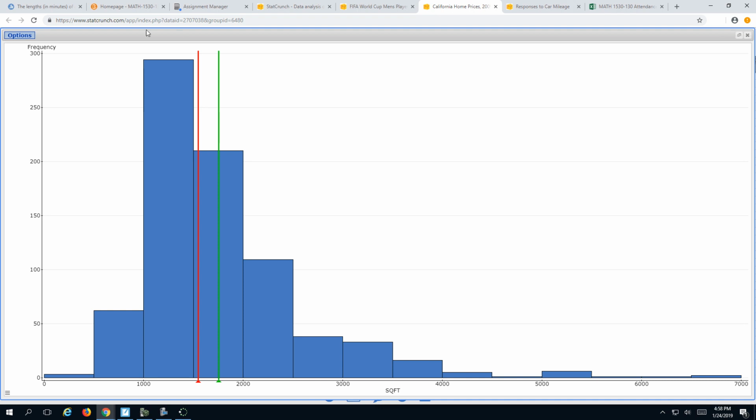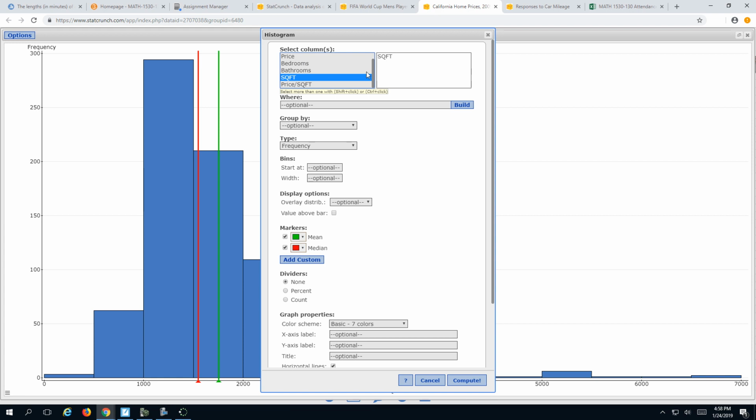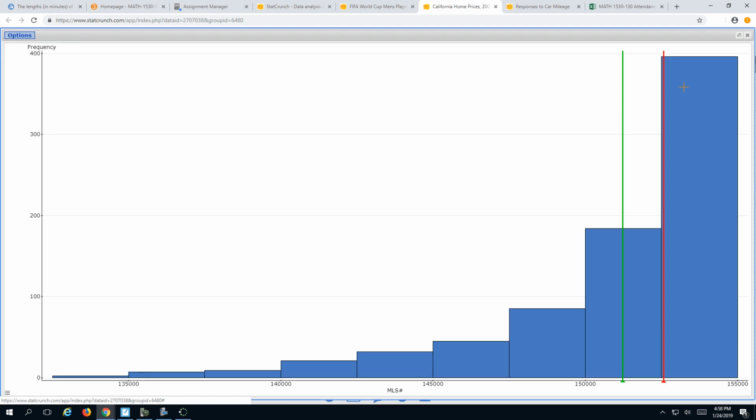So let me look at a different one. Let's look at just the MLS number. So they list these homes and they assign a number to them so you can look them up. It's like a case number, right? And they just keep going up sequentially. So the highest numbers are the most recent listings. Does that make sense? And the lowest numbers are the ones that were listed, what am I trying to say? The longest time has passed since they were listed.